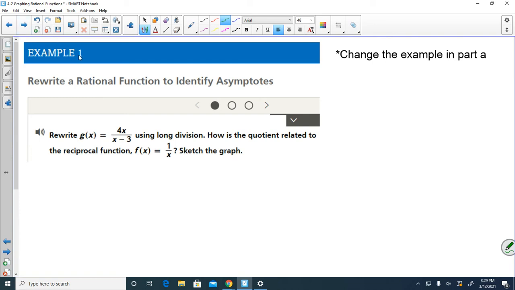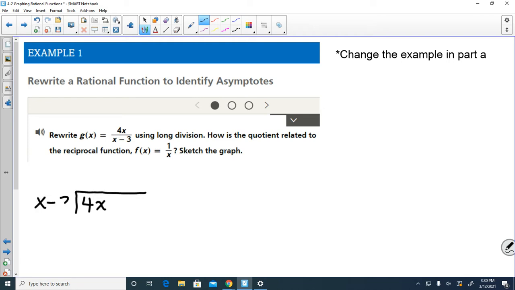You have example 1 in your workbook, but go ahead and change example 1 to match this problem because it works out a little bit more nicely. So we're going to do this with long division. This is 4x divided by x minus 3. So 4x is getting divided by x minus 3. And then I'm going to do some long division.